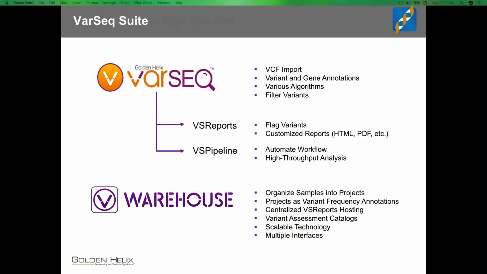And then next we have our VS Pipeline, which allows you to completely automate your workflow. So if you're a high throughput lab and you need to do a lot of high throughput analysis and you don't really want to go into VarSeq, the interface, to do a lot of your filtering and annotation, that can be automated with our VS Pipeline tool.